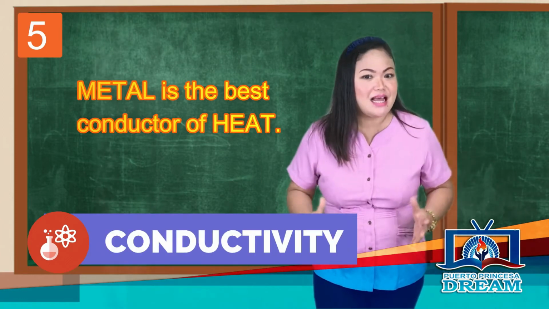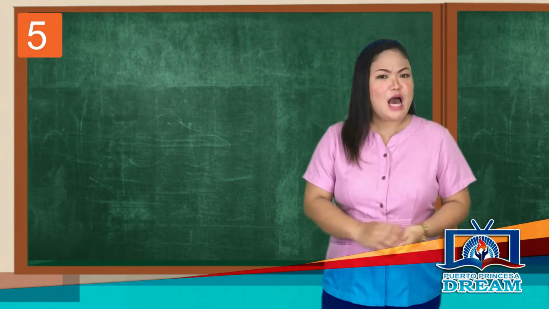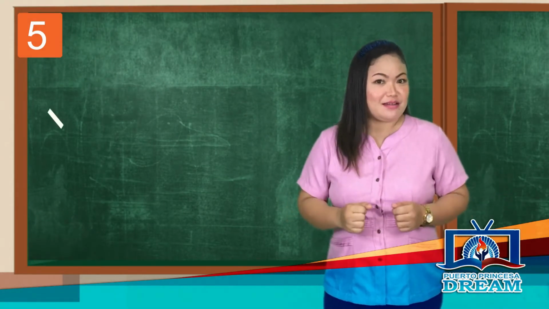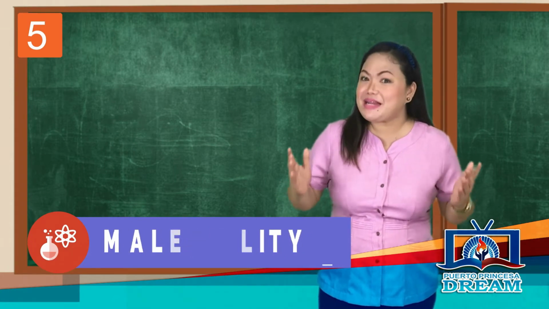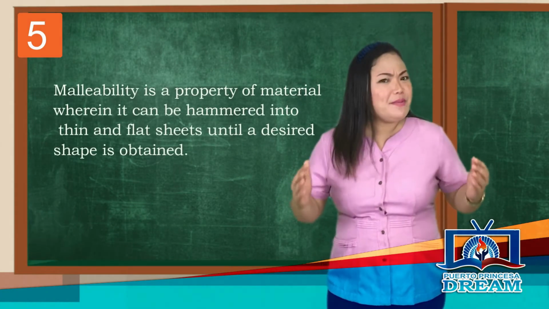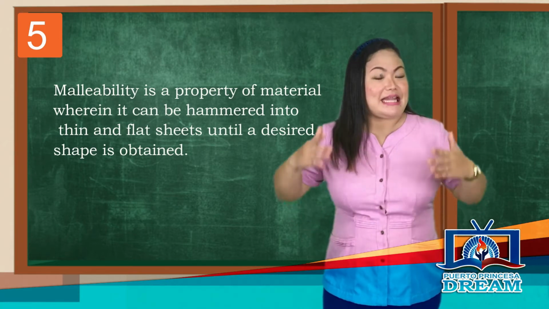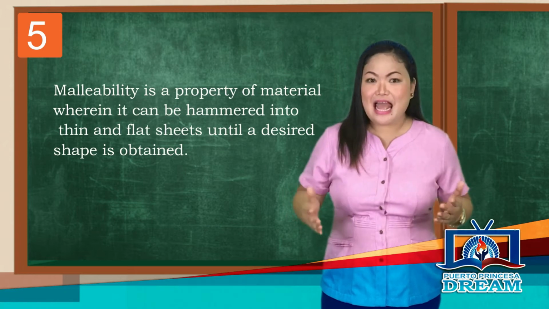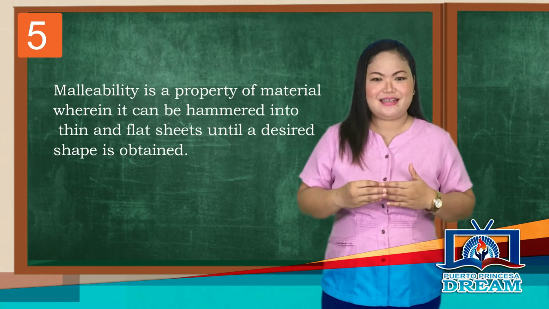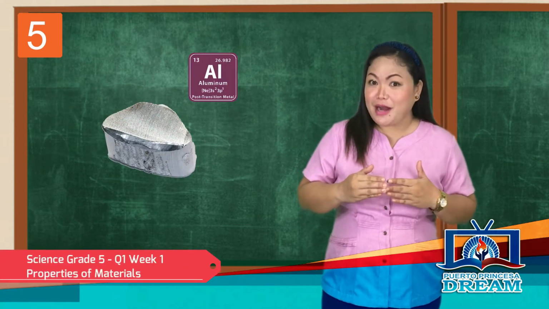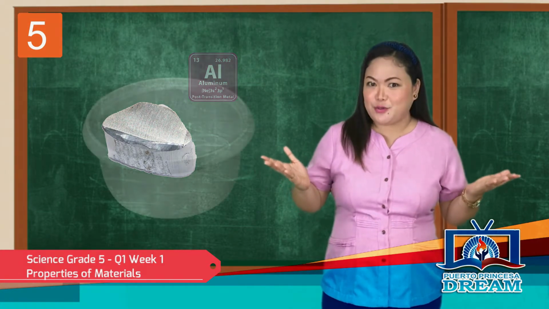Metal is the best conductor of heat. Another property of material is malleability. Now, what is malleability? Malleability is the property of material wherein it can be hammered into thin and flat sheets until a desired shape is obtained. Just like the bowl of the rice cooker, from an aluminum shape to a bowl.